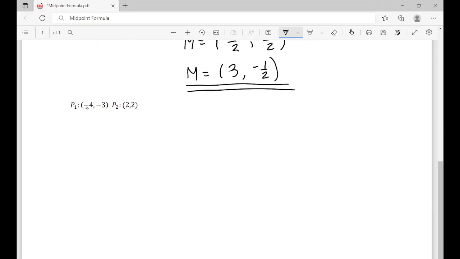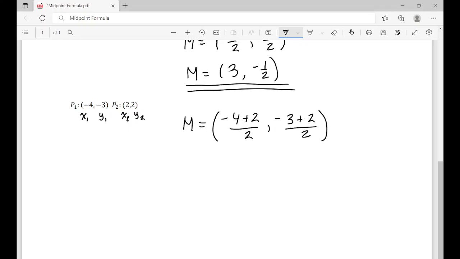Now we have the point -4, -3, and 2, 2. Just going to label them just for ease. And now I'm going to plug them in. So the midpoint is equal to -4 plus 2 over 2 and -3 plus 2 over 2.